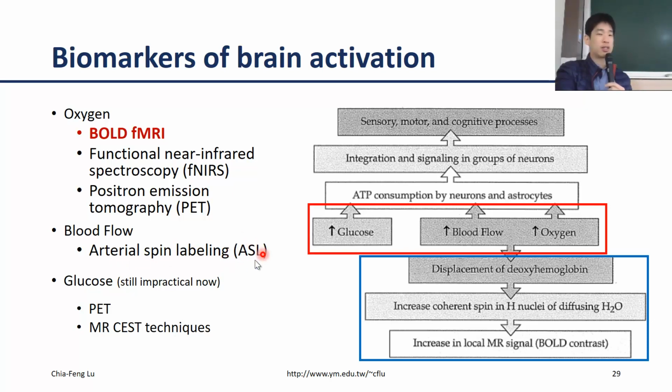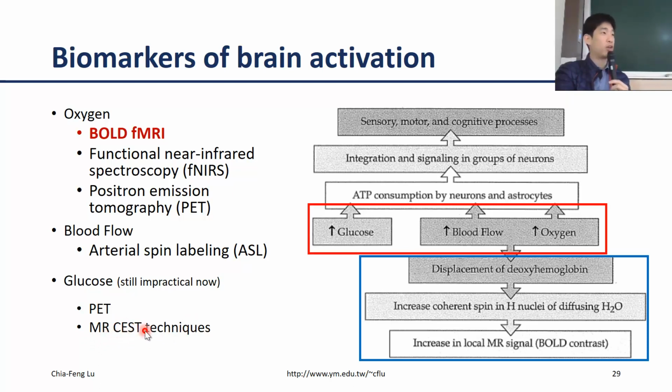But as I say, the SNR for ASL is not quite good enough right now, so the majority of the fMRI studies are using the BOLD signal. The final one is glucose. As we mentioned, the energy is generated from oxygen and also glucose. So you can also use PET with fluorine-18 to label the glucose. Or maybe there is a technique we call CEST.